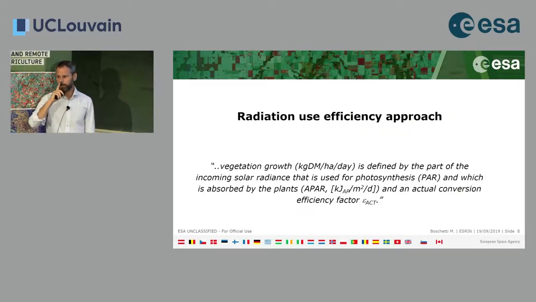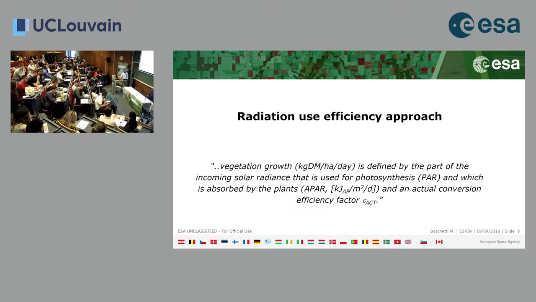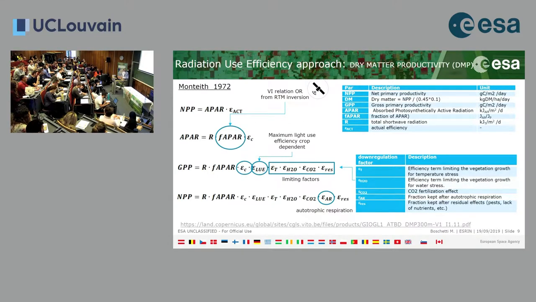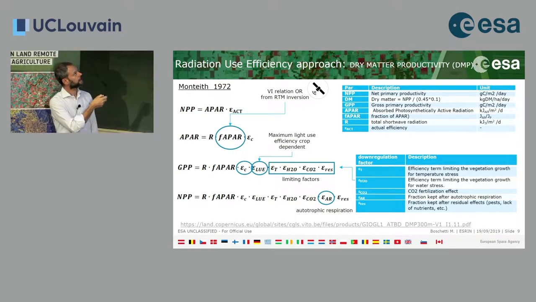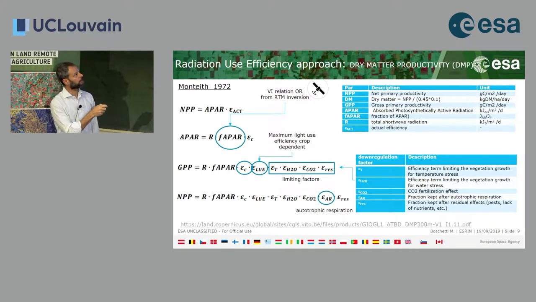Again, it's called semi-empirical, but it has a physiological basis. Because the Monteith approach asserts that the net primary productivity, I mean the dry matter that you produce in a season, is directly related to the APAR, the absorbed photosynthetically active radiation, multiplied by a factor that converts that absorbed radiation into dry biomass.